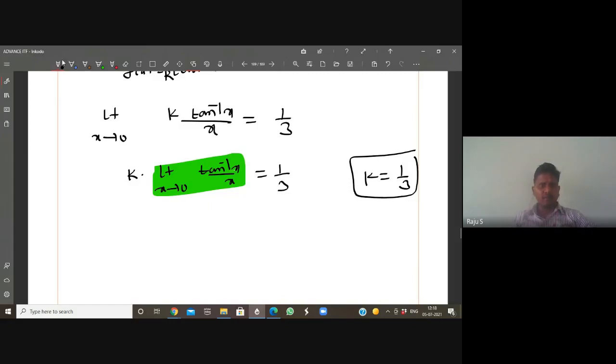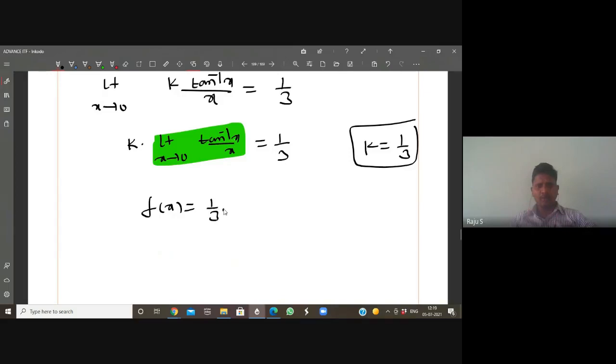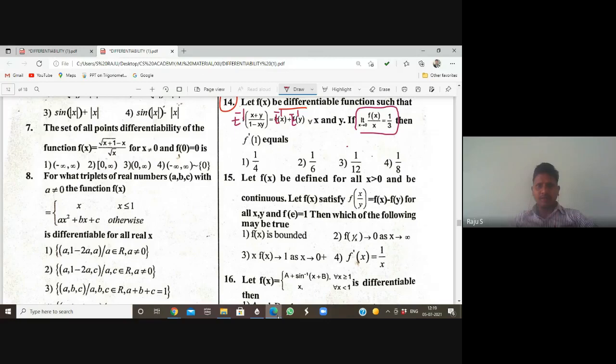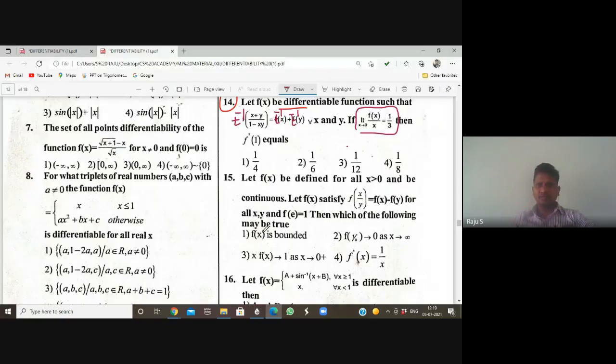After this, we are taking the function as f of x is equal to k into tan inverse x. K value we already got, so 1 by 3 times tan inverse x. But in the question, they're asking f dash of 1. So differentiate now. What is tan inverse x derivative? 1 by 1 plus x square. This is f dash of x. But we required f dash of 1. Substitute x as 1: 1 by 3 into 1 by (1 plus 1 square), which is 1 by 3 times 1 by 2, that is 1 by 6. So f dash of 1 is 1 by 6.